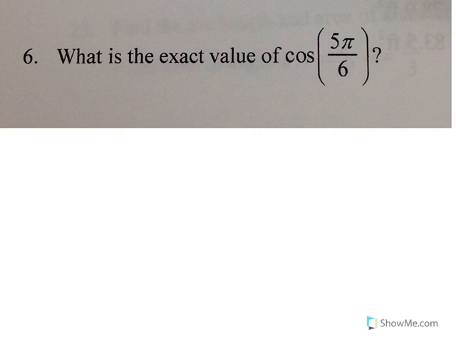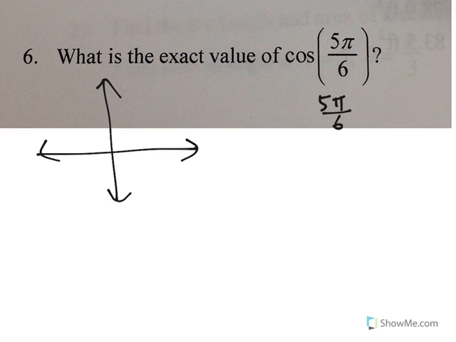Number 6 is asking what is the exact value of cosine of 5 pi over 6. So when you're asked to find the exact value of 5 pi over 6, we might want to convert it temporarily back into degrees from radians by multiplying by 180 over pi just to see where it is. And so we actually know this is 150 degrees, so that would be in quadrant 2.